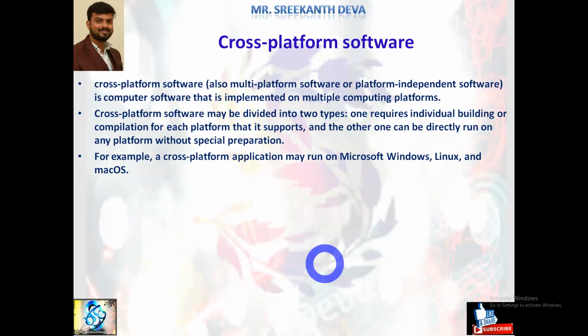Here, what is cross-platform software? Cross-platform software, also multi-platform software or platform-independent software, is computer software that is implemented on multiple computing platforms. Cross-platform software may be divided into basically two types. One requires individual building or compilation for each platform that it supports, and the other one can be directly run on any platform without special preparations.